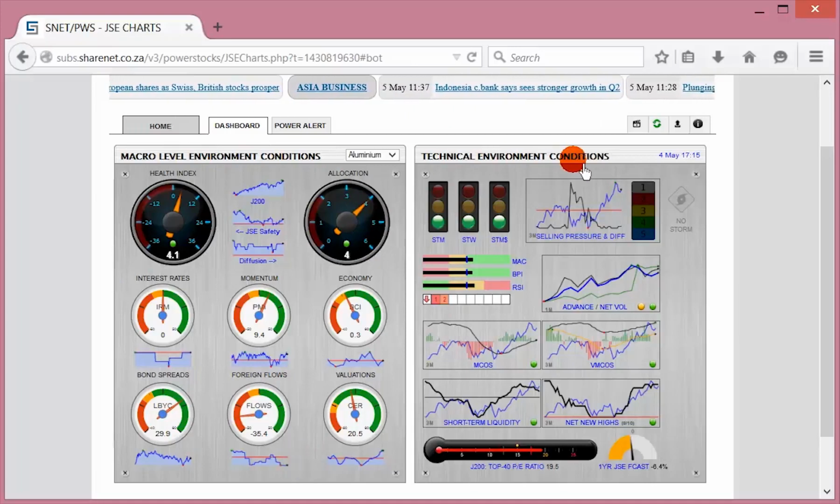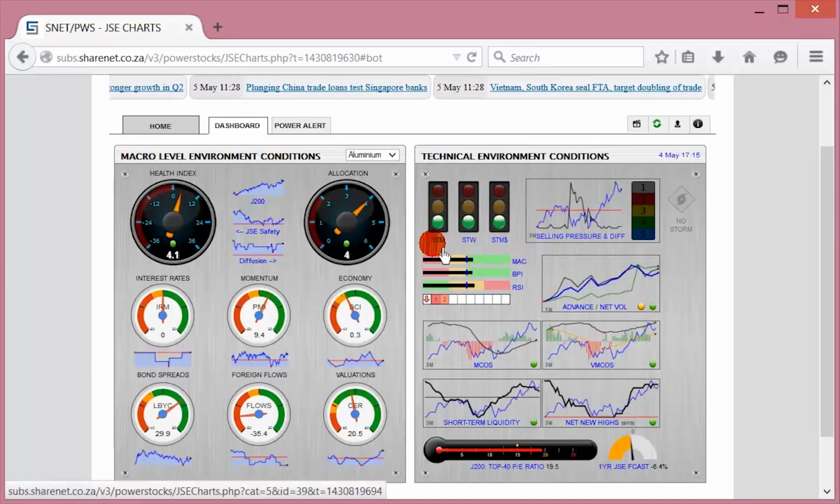And on the right, we have more short-term technical environment conditions. So these are these robots showing us the status of our main seasonal timing models. We have built a seasonal timing model that provides the most favorable months to be in and out of the market. It's quite a sophisticated algorithm.